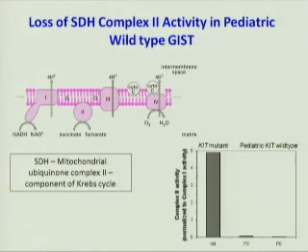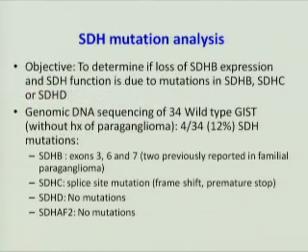Wild type and pediatric GIST. The succinate dehydrogenase members are important in the Krebs cycle. So if you have loss of SDHB, you have to test if, for example, the mitochondrial SDH complex 2 activity is maintained or not. This bar chart shows that in wild type and pediatric GIST, the complex 2 activity is completely lost.